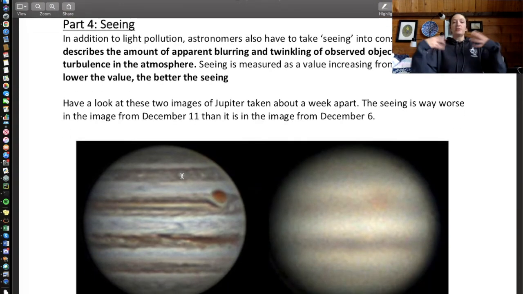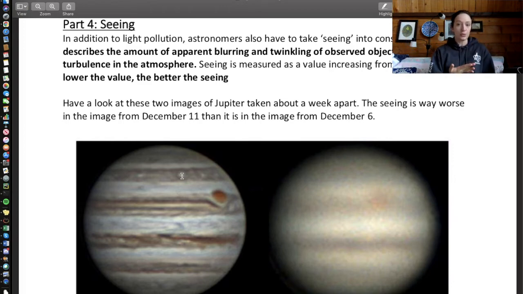So then part 4, seeing, finally. Seeing is a way that astronomers measure how turbulent the atmosphere is. And a seeing value of 0 is impossible to get, but is the best. And then the higher the value of seeing, the worse off you are.